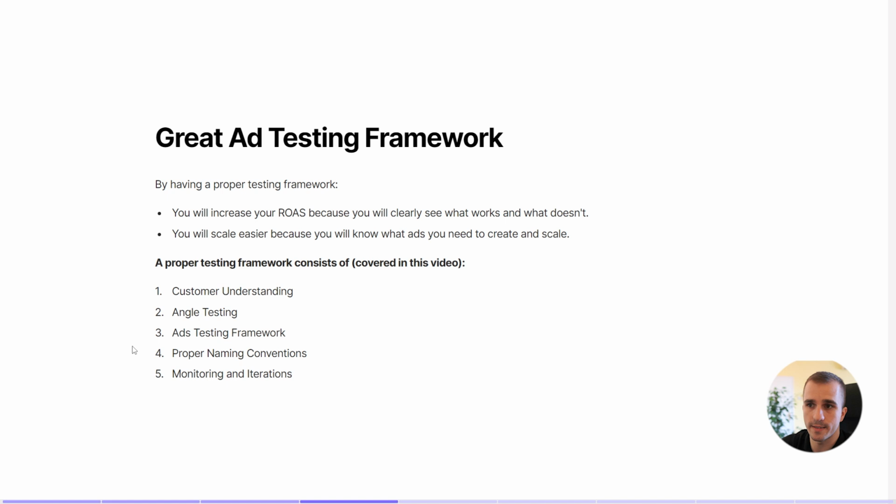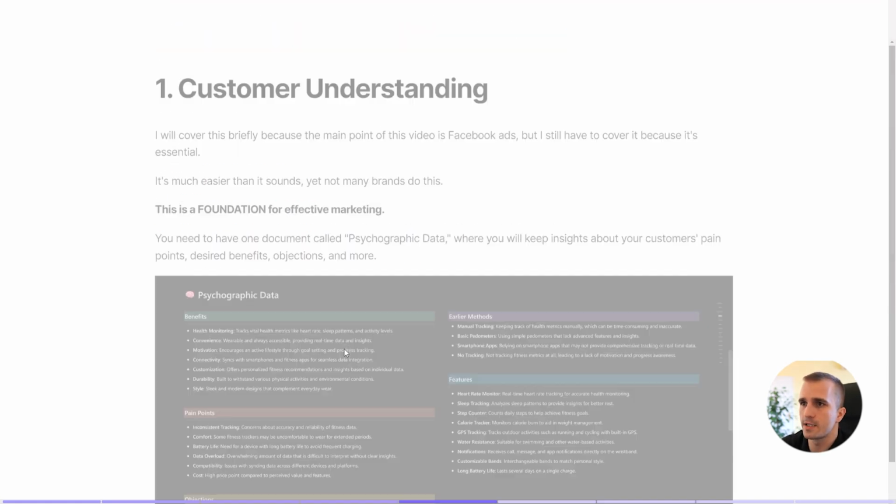So a proper testing framework consists of all these things that we will cover in this video. So in short, it's customer understanding. You need to understand your customer. It's angle testing. It's ads testing framework. So how do you actually test different angles and stuff? You need to have proper naming conventions, which is super important, and how to monitor your results so that you know what you should iterate on, what you should create more, what you should create less, and what you should cut so your ROAS increases. So let's go with the first thing.